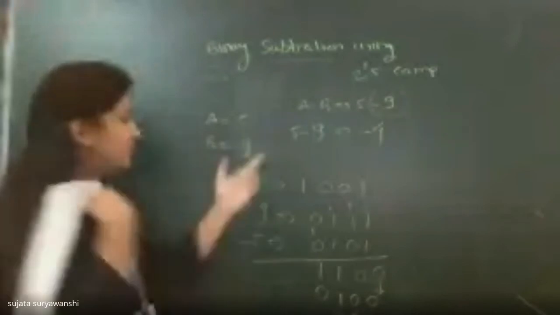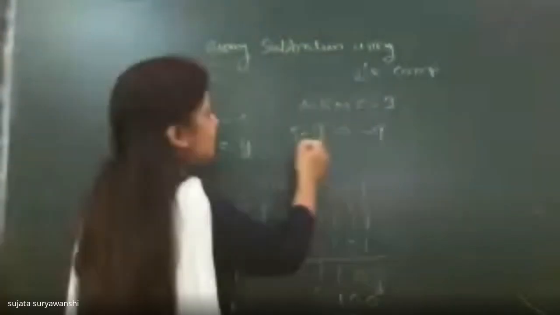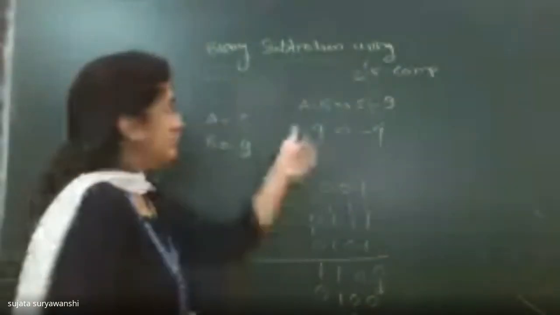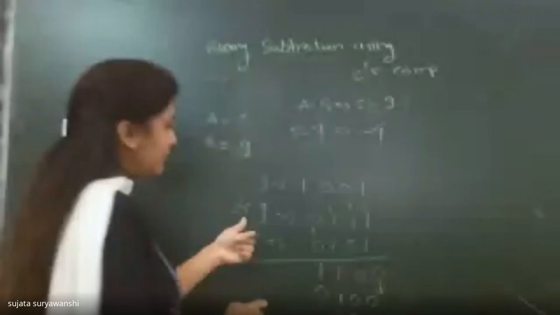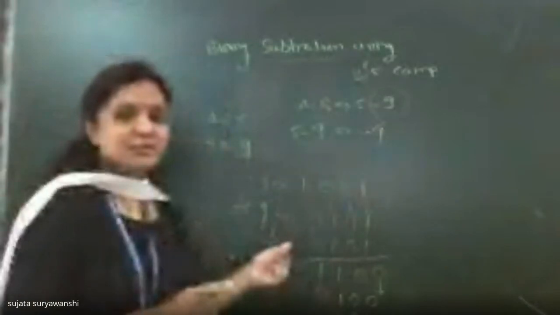Here I have to just repeat this example. 9 is there. I have to perform 5 minus 9. So 5 is positive and 9 is negative. To perform the subtraction, I need to first get the 2's complement of the negative number, or this subtracted number, that is 9. To find out the 2's complement. Ma'am, how to get 1001? Here I have represented it as an unsigned magnitude number.